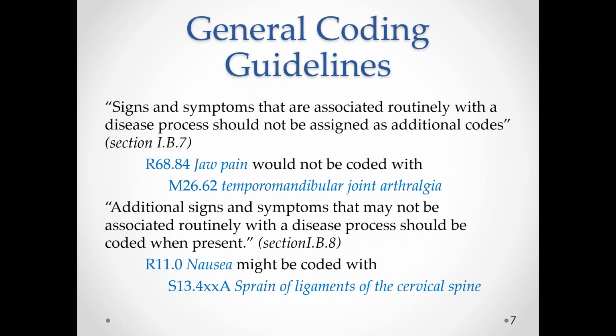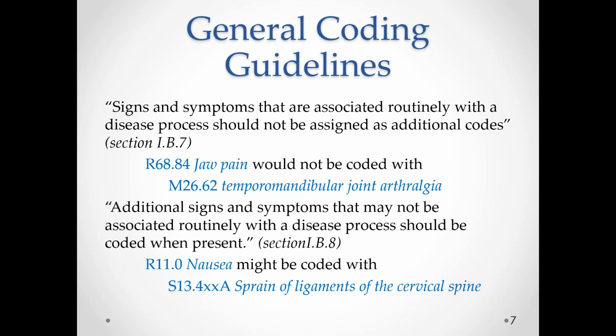So another guideline in that same section says, signs and symptoms that are associated routinely with the disease process should not be assigned as additional codes. An example I came up with was, if you diagnose someone with TMJ, you should not also diagnose them with jaw pain because it's a given. It's even in the description for temporomandibular joint arthralgia. It means they've got pain. And so there is no need for you to code for symptoms according to the coding rules if you have already coded for a condition that includes those symptoms, okay?